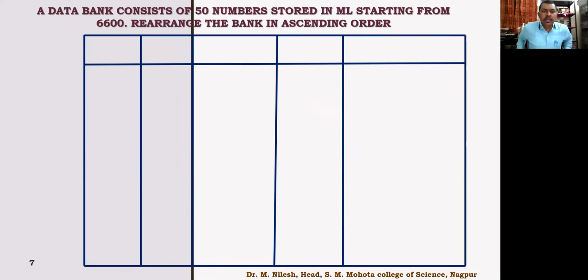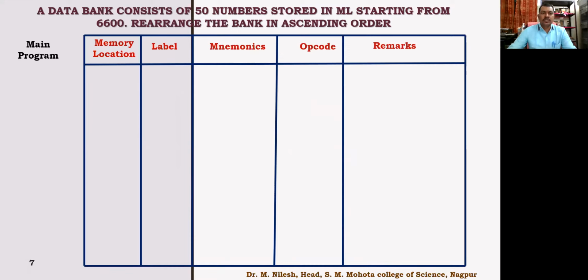Now let us start. Let us begin with the main program, because we have to upload it also and execute also. The pattern is the same as we have done earlier. This is the main program where we are going to write this. It consists of memory location, label, mnemonics, opcode, and remarks. This is the chart we use, and we'll be starting to load this program from the memory location 6200.